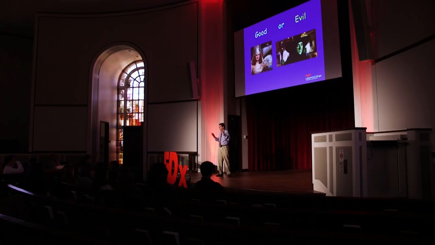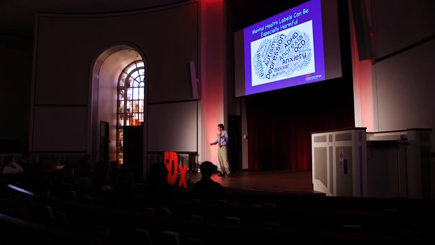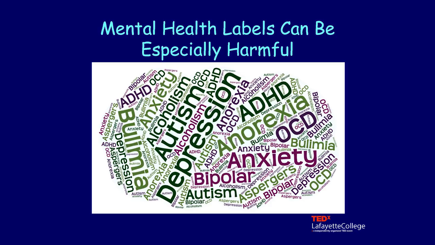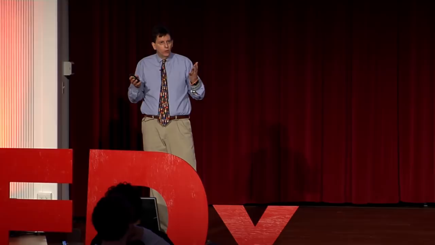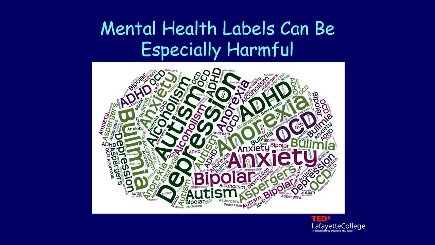Now, a set of labels that's particularly damaging are mental health labels. And these are labels that society places on people with certain psychological disorders and conditions. Let's take a look at this word cloud. And I want to let you know, I couldn't possibly include all the labels here. I just included a few so that they would be readable. Some of these labels might jump out at you, not because of the size of the font or the size of the word, but because maybe of a personal experience or someone you know. But these are labels that in almost all cases have negative effects on the people being labeled.